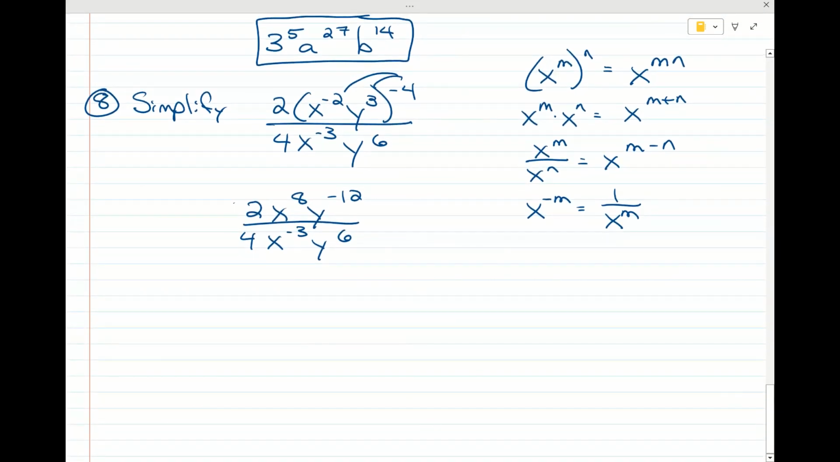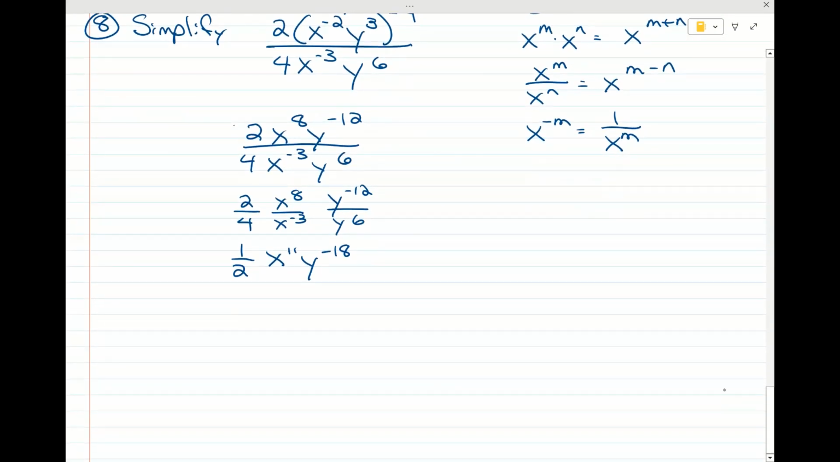I prefer to break this up into individual fractions. So 2 over 4 is just 1/2. 8 minus negative 3 is x to the 11th. And then negative 12 minus 6 is negative 18. If we convert these to fractions by putting them over 1, it looks like the y needs to go to the bottom. So we just have x to the 11th over 2y to the 18th.